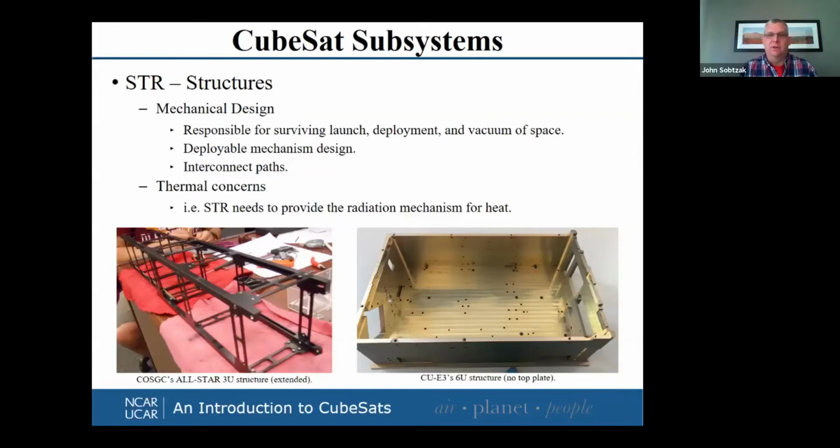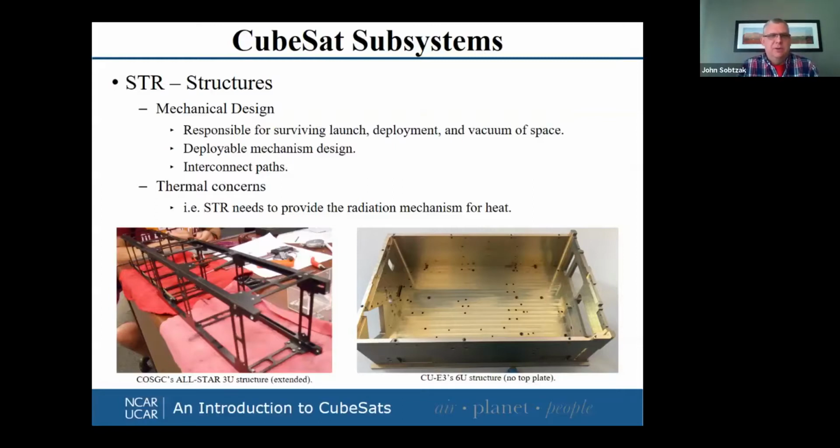Structure design would also cover things like the center of gravity, for example, where you put things in the CubeSat so the center of gravity meets the requirements of the rocket or the launcher. There's also a thermal aspect to the structure design because the structure is usually the mechanism for radiating heat into outer space. There's no air in space, so to get heat out of the satellite, you have to radiate it, which means you have to get heat from the internal mechanism that's generating it out to the structure, out to the cold side of the structure, facing away from the sun so it can cool.